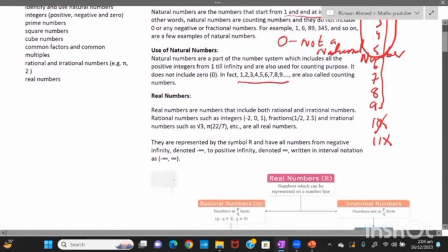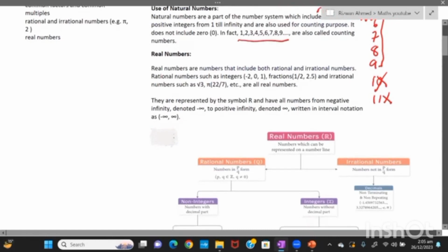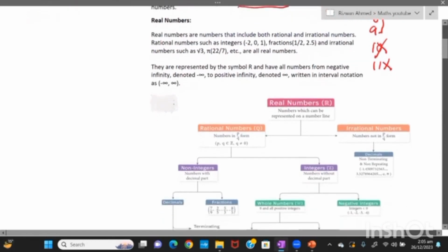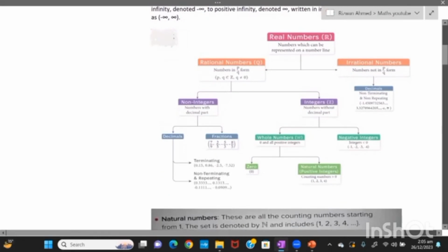But when we talk about real numbers, they are categorized in two ways: either rational numbers or irrational numbers. Rational numbers are usually denoted by Q, and all real numbers are denoted by R. Real numbers might start from 0, and might be negative or positive, depending on the condition. Look at the chart here. The real numbers are categorized in two ways: the first one rational numbers, and then irrational numbers.